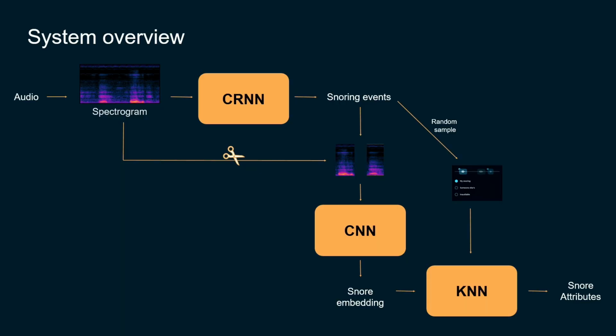All right. So that seems like a good solution. The whole network now looks like this. So again, we have the audio. We create the spectrogram. We find the snores. We feed it to our convolutional neural network. We get the snore embeddings out. The snore embeddings are then inputted to the k-nearest neighbor together with a few randomly labeled samples from our user. And then we can attribute all of the snores as either user or not user.